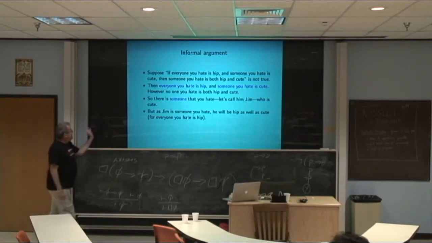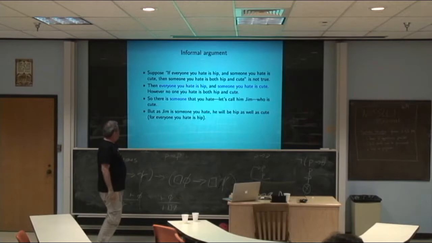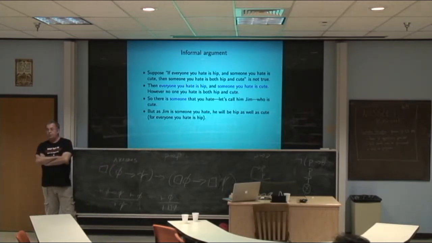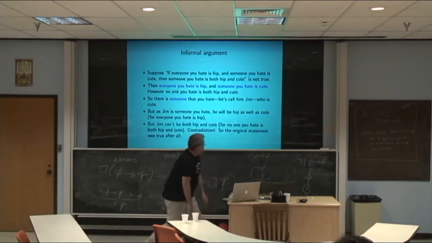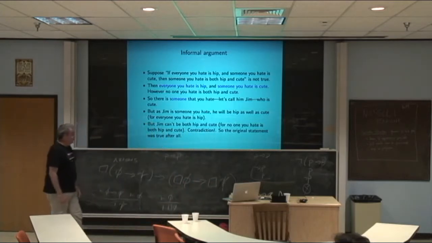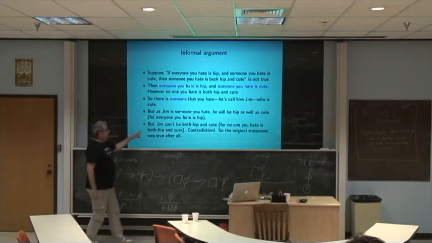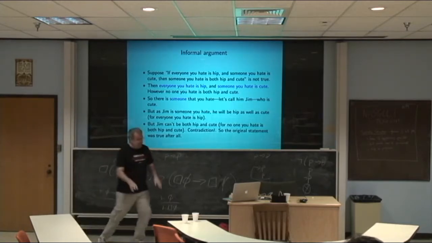Anyway, as Jim is someone you hate, he will be hip as well as cute, because everyone you hate is hip. All right? Okay. But Jim can't be both hip and cute, for no one you hate is both hip and cute. Contradiction. So the original sentence was true after all. Are we okay? Let's see how this looks in tableau.